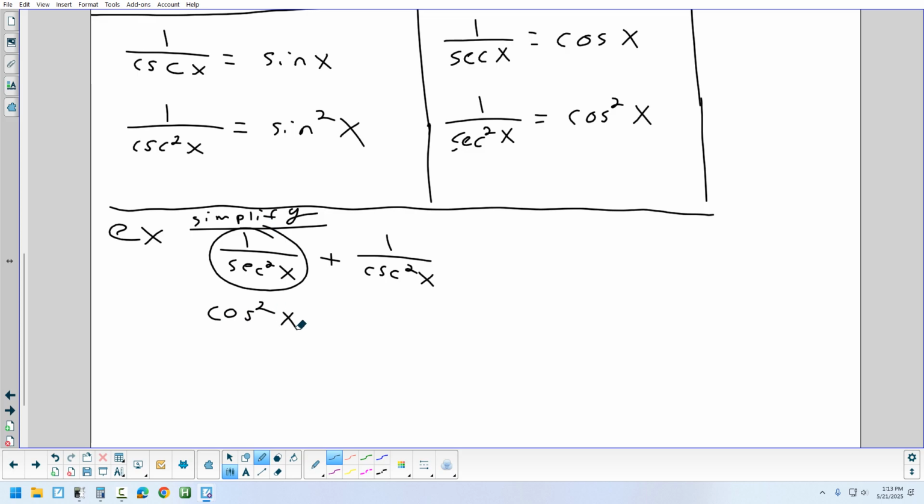So if you forget it, pretend like the 2's not there for a second. Think about, okay, what would happen if I just took secant and flipped it? I would get cosine. When you have secant squared and you flip it, it's cosine squared. How about this one? 1 over cosecant squared. Sine squared. That's sine squared. And what's cosine squared plus sine squared? 1. And that is as simple as you can make it.